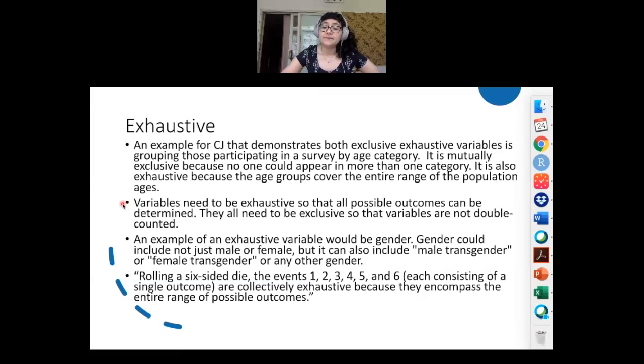Rolling a six-sided die, the events 1, 2, 3, 4, 5 and 6, each consisting of a single outcome, are collectively exhaustive because they encompass the entire range of possible outcomes. That's completely true. So I think these examples are all really good, and I think the gender one is especially interesting because oftentimes in surveys and whatnot, we only put male, female, so we could be creating barriers or creating systemic bias if we're not including other genders as well, the exhaustive spectrum of gender.